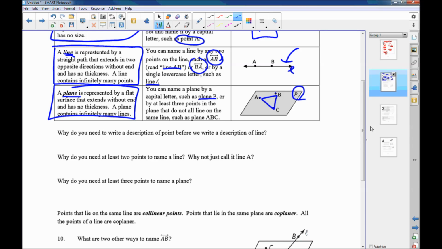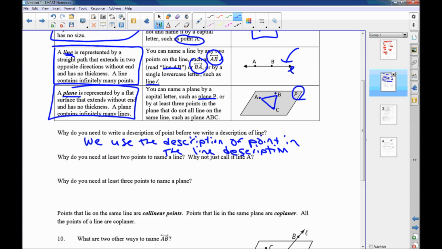So why do you need to write a description of a point before we write a description of a line? Well, we use the description of a point in the description of the line. So we use points to help us define what the line is. Now we're not really defining it, but it helps us explain what the line looks like.